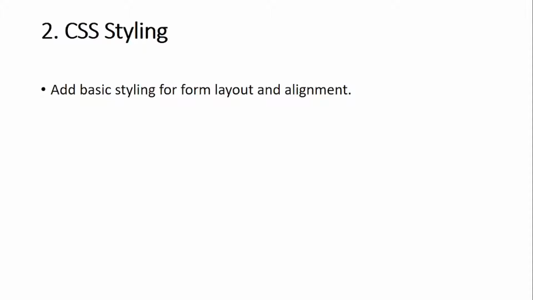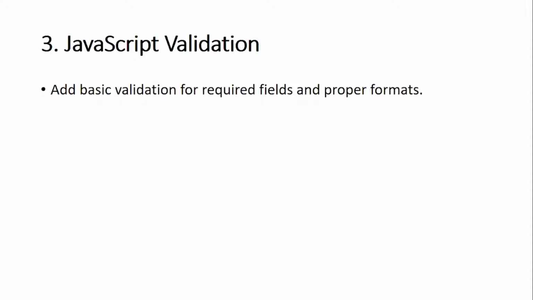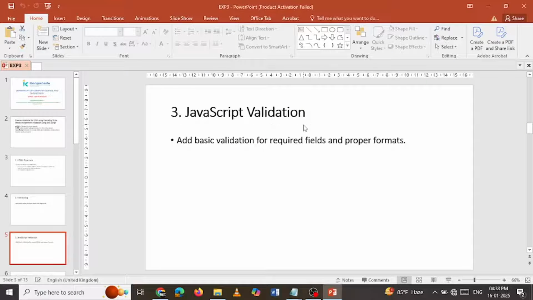Second, we have to go for the cascading styling, adding the basic styling for the form layout and alignment of your HTML page. Third one is the validation. How is the validation going to be performed? Let us go for the output first, then we can explain in detail how it works.